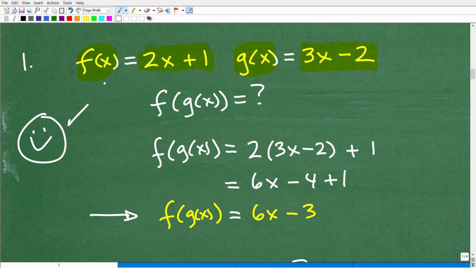We're talking about composite functions, and this is generally a topic where students get confused initially when you're studying functions and function operations, because this notation right here is quite confusing.